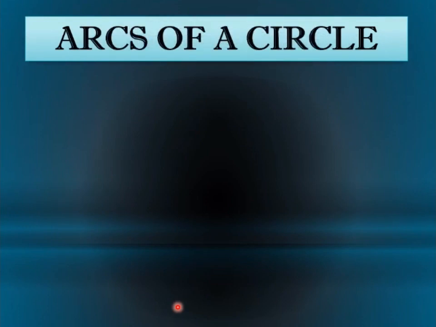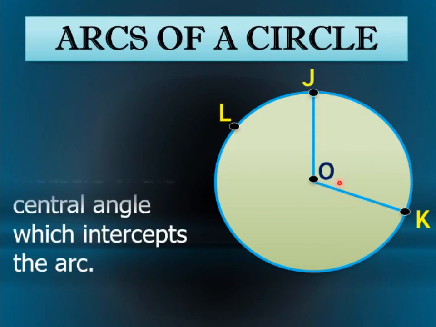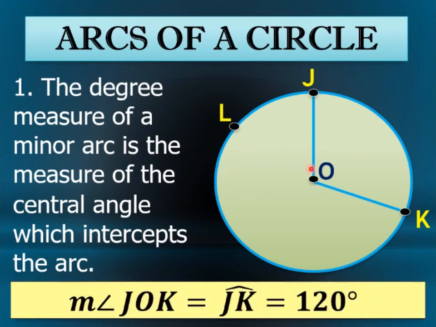Arcs of a circle. Given the circle O, the degree measure of a minor arc is the measure of the central angle which intercepts the arc. So angle JOK is equal to the measure of the arc JK. So if angle JOK is 120 degrees, the measure of arc JK is also equal to 120 degrees.